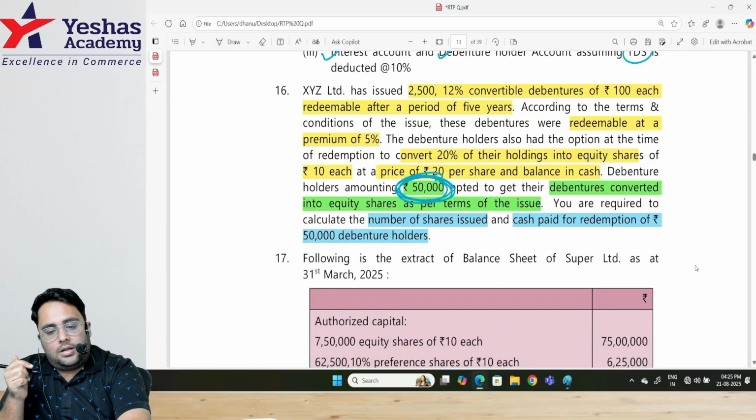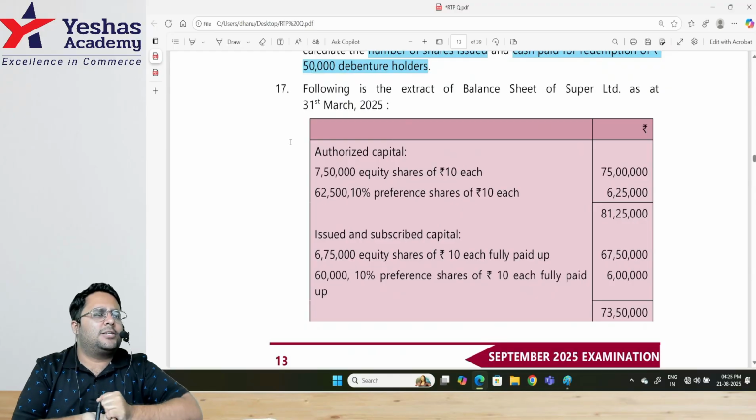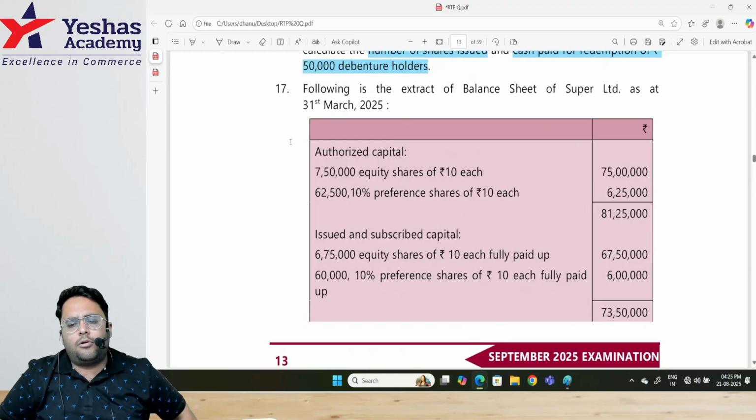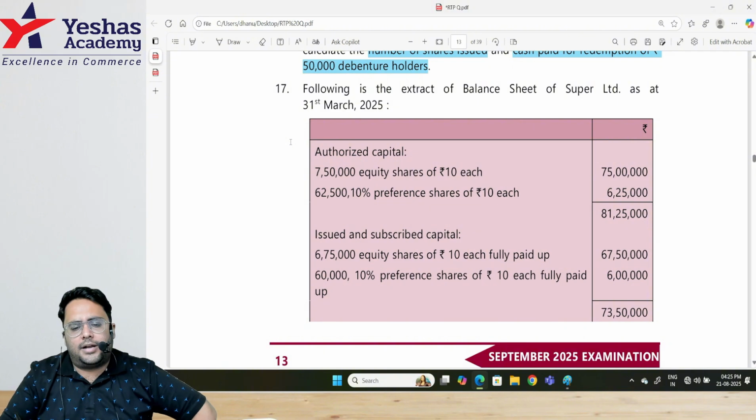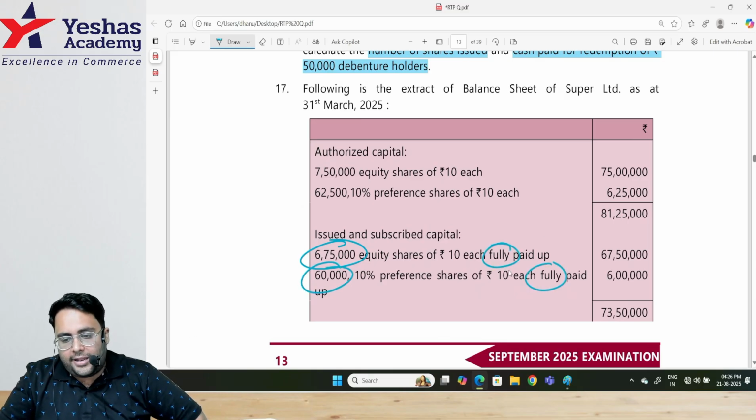Come down to the next part. Last two questions. Everybody, full participation. Very easy question. Following is the extract of the balance sheet of Super Limited as on 31st March. Authorized capital is given to you. Issued and subscribed capital is given to you. There are 6,75,000 equity shares, 60,000 preference shares. Both are fully paid up.